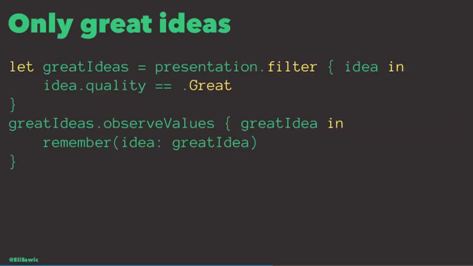For example here, I only want to get the great ideas, because why should I bother about the rest? So I put a filter on this presentation saying, okay, I want the idea to be of great quality. And now I have this new signal. We do not change the first signal. We basically create a new signal, and if I observe this signal, I will only get ideas of great quality. And if someone pushes an idea structure to this base presentation signal, if it matches this pattern, it will also be propagated here.